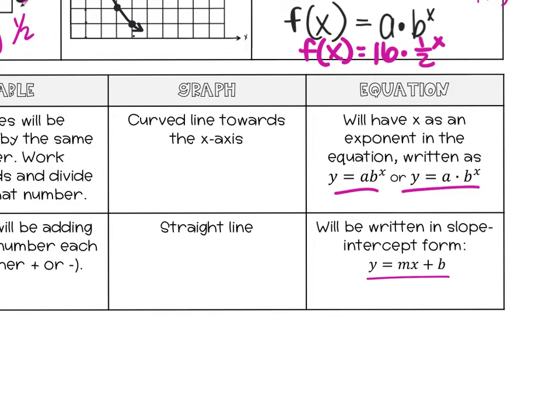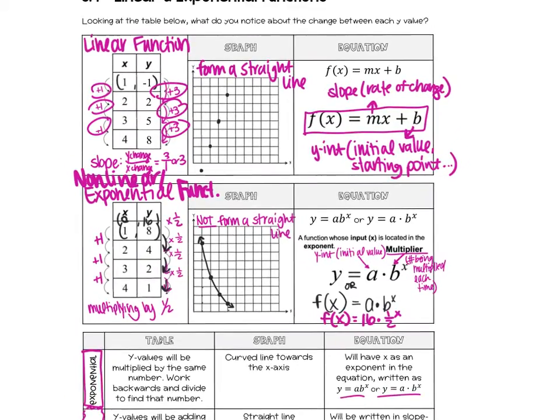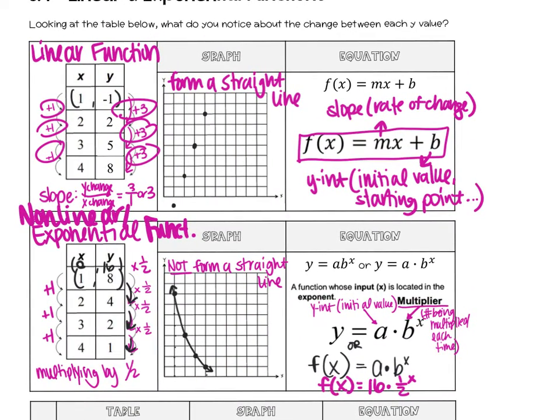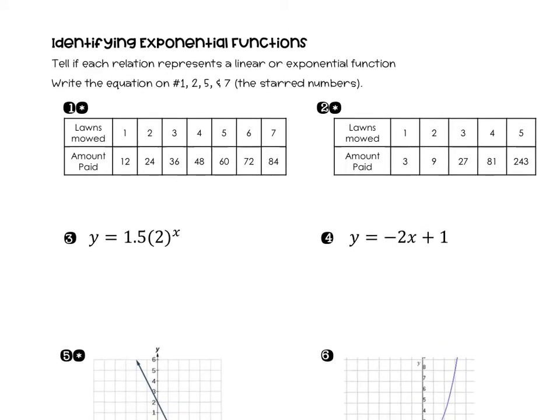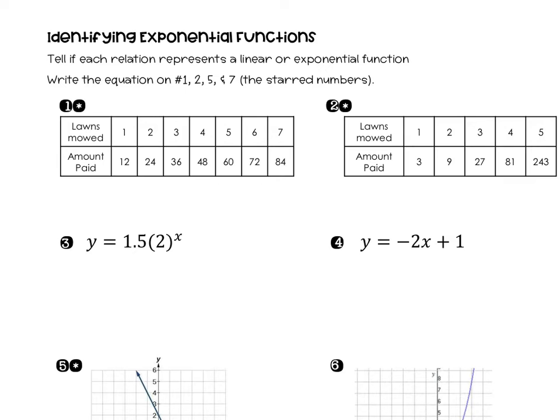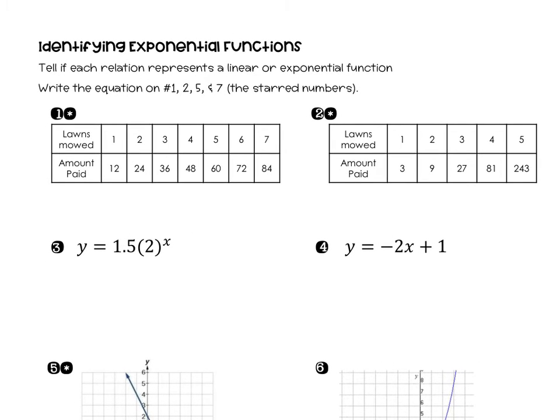So if you need to flip back to your notes, okay. It's going up at the same amount like our linear functions. So I'm going to use my slope-intercept form, but I'm going to do f of x. This is on identifying these, so we're going to look at those patterns we saw in the notes on our first page and see if we can pick these out. So tell if each relation represents a linear or exponential function, and then write the equations on the starred numbers. So like 1 and 2 have the little star beside it.